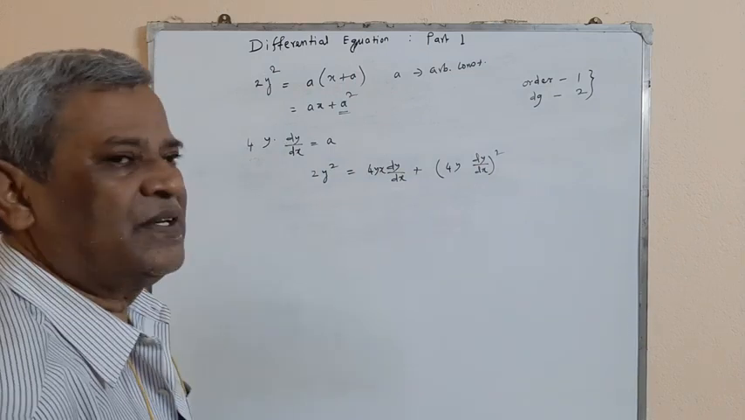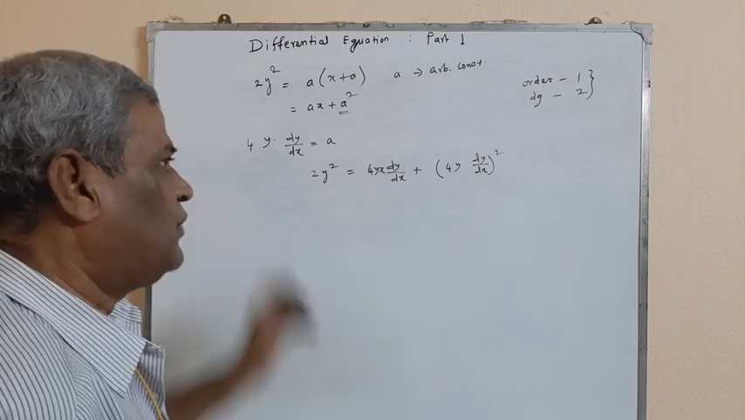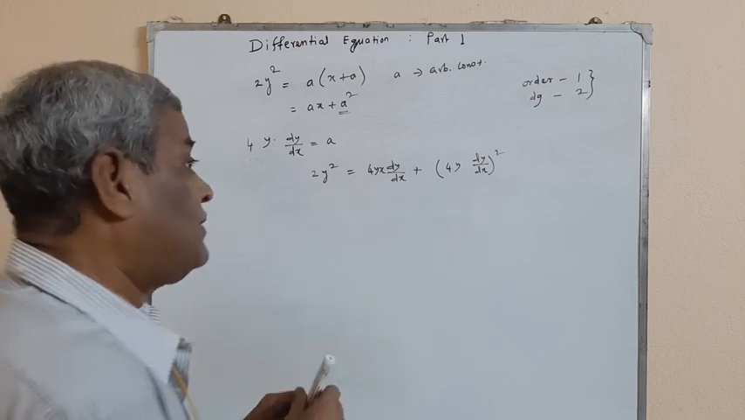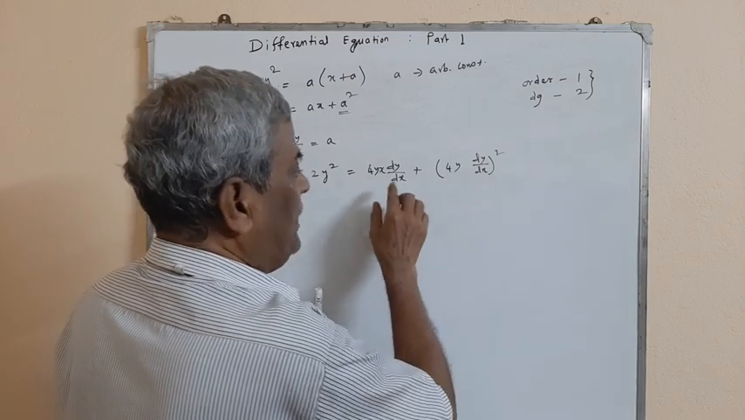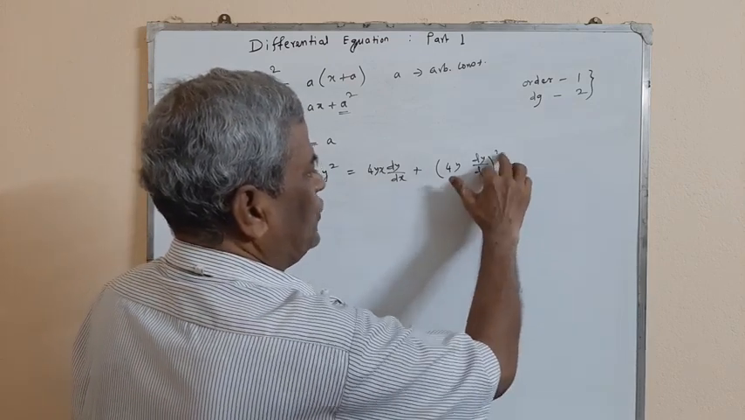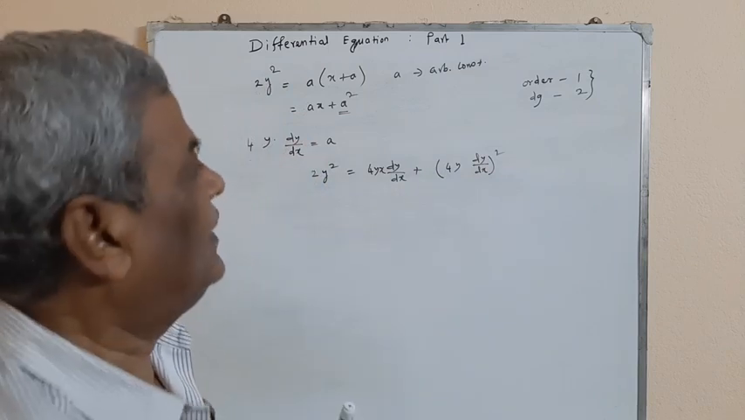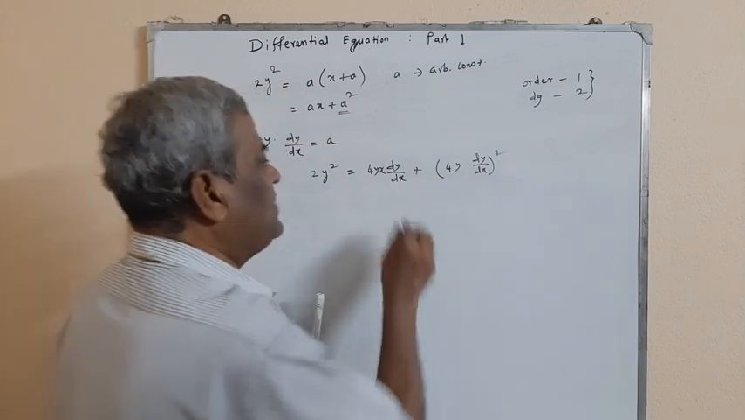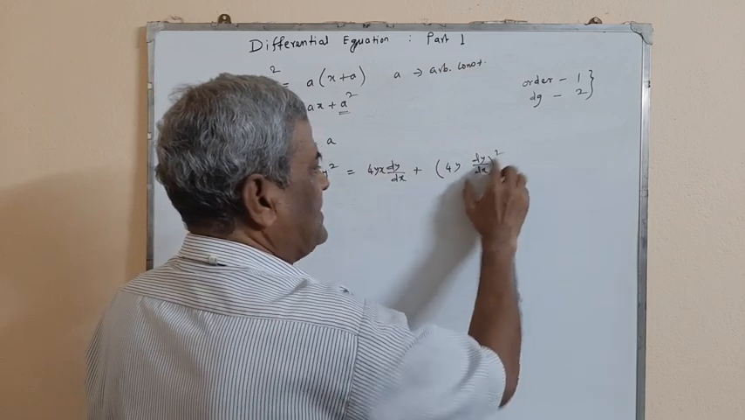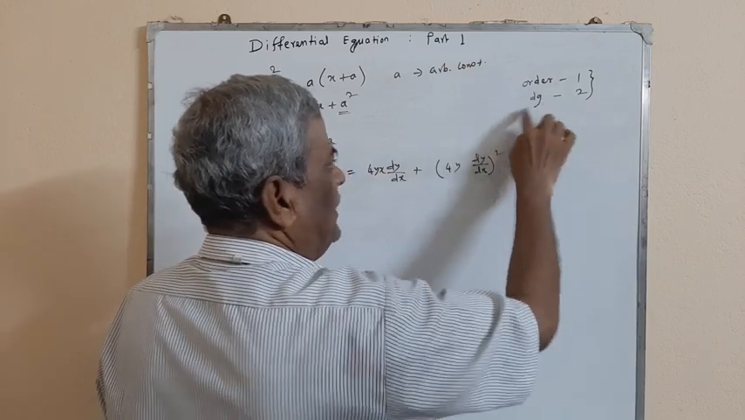No arbitrary constant is present, and it is a differential equation. Its order, you see, derivative present is dy/dx, this is (dy/dx) whole square. So order of the differential equation is 1, and degree of the differential equation, from there we can say it is 2. So order is 1, degree is 2.